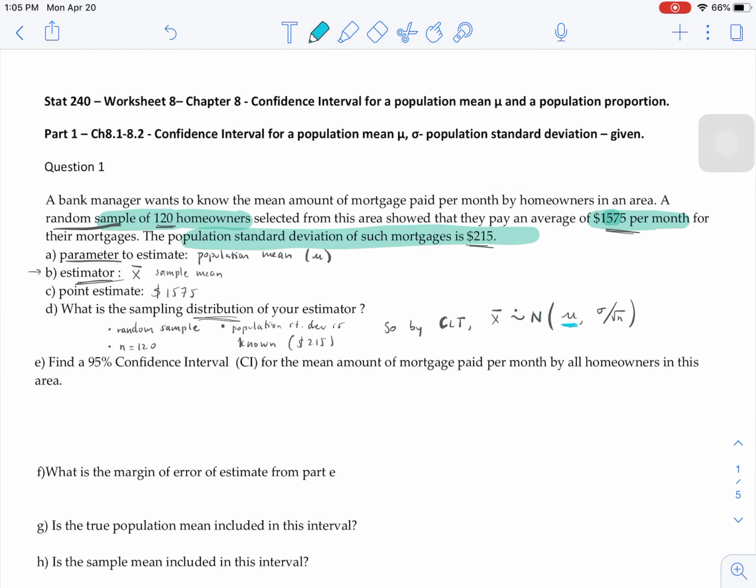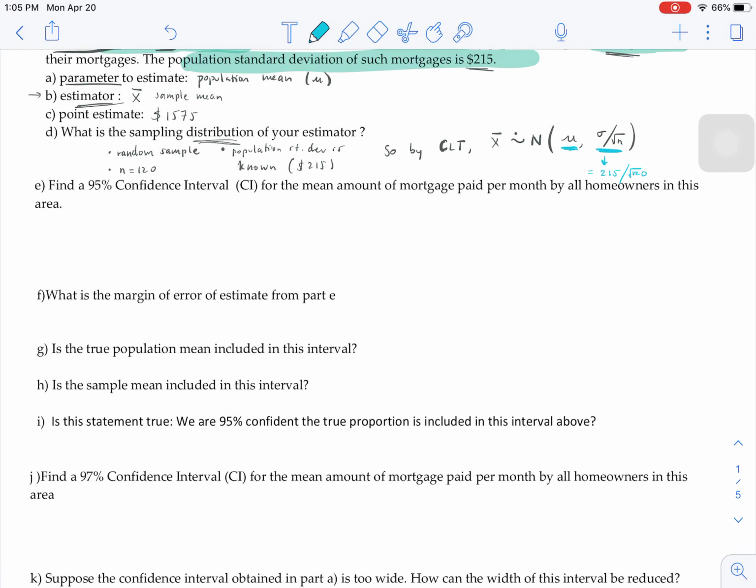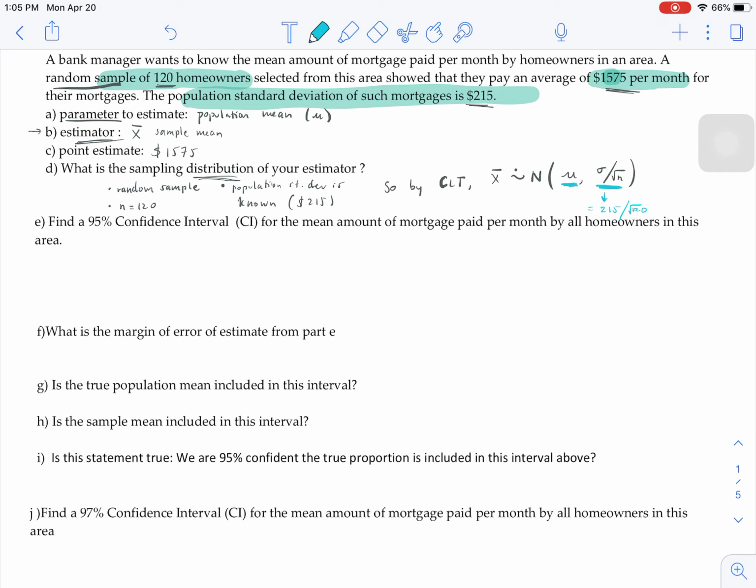Note that we don't know the population mean, remember we're trying to estimate that, but we can calculate this value because we know both sigma and n. We know that the population standard deviation is 215 divided by the square root of our sample size, which is 120. So that's the value of the standard deviation of our sample mean. So now we can start making our confidence interval. I'm going to do parts E and F together.